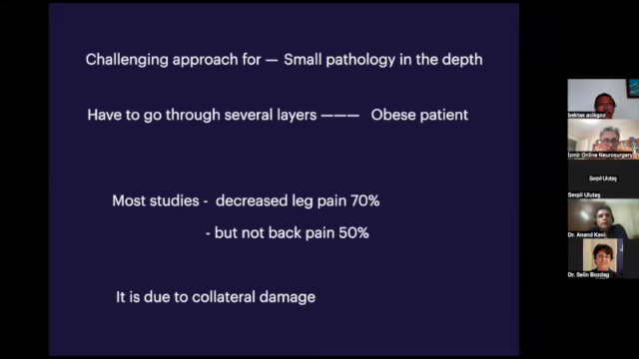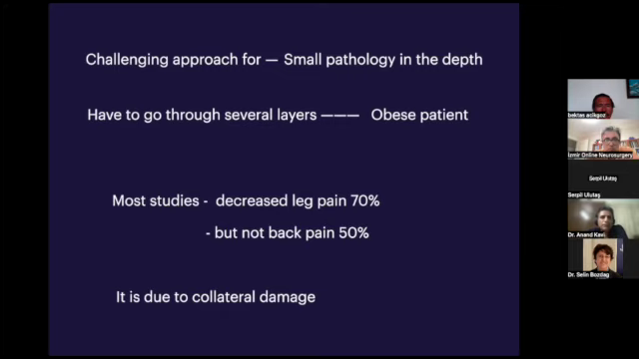Now, this was a very challenging approach for a very small pathology at a great depth. From the skin of the lumbar spine, we had to go nearly 7 to 8 centimeters deep inside the spine to reach the spinal canal. And we had to go through several layers of tissues, right from the skin, the fascia, the ligaments, the paraspinal muscles, the bone, and this was particularly difficult in obese patients.